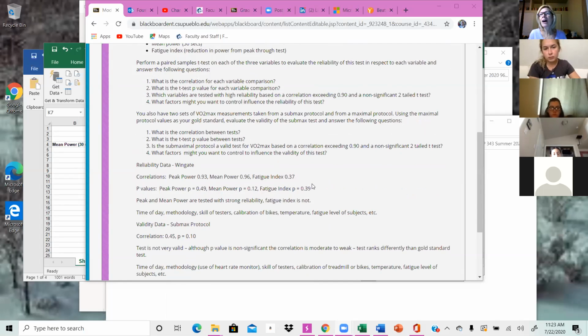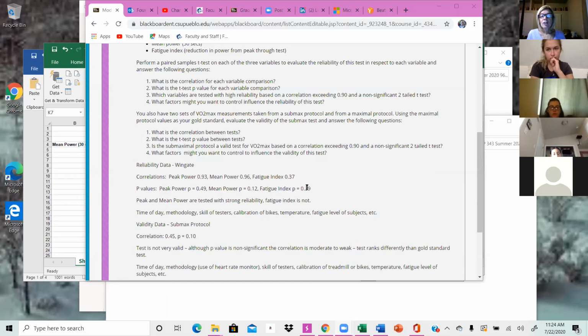So we already found that out, right? We ran all of those t-tests. We found out there's no significant difference in these probability levels. They would have needed to be smaller than 0.05, okay? So we can feel really confident about peak power and mean power, because peak power, no significant difference and high correlation. Mean power, no significant difference, high correlation.